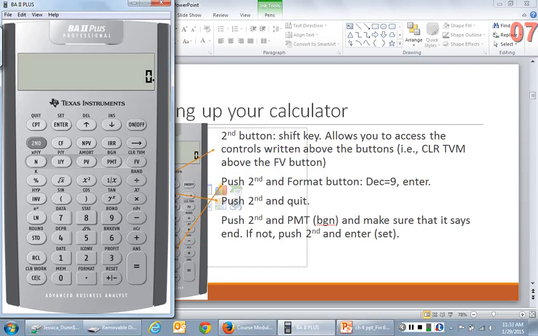So here I'll go through this. First, we need to push the second and format button. Make sure that decimal equals 9. If it doesn't, you simply push 9 and enter. Now we need to get out of this menu, so second and quit.